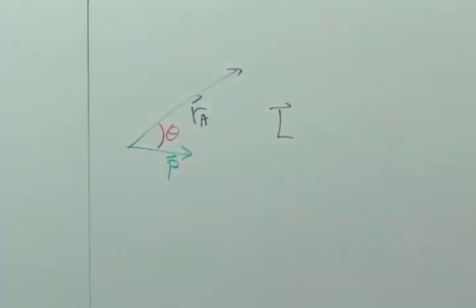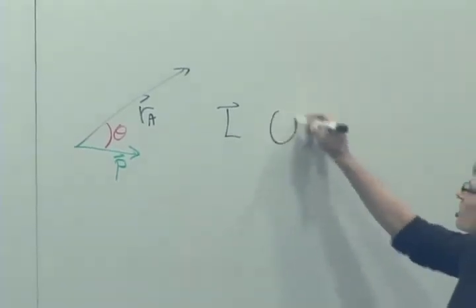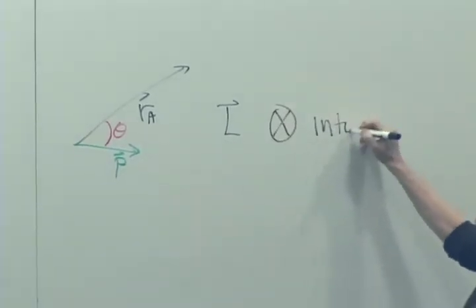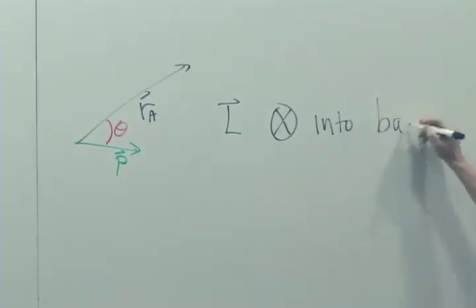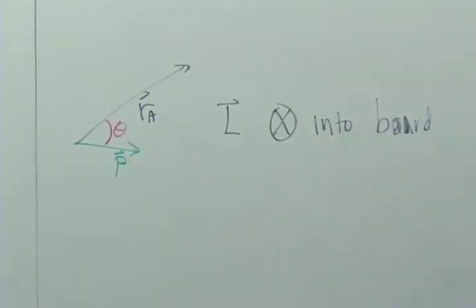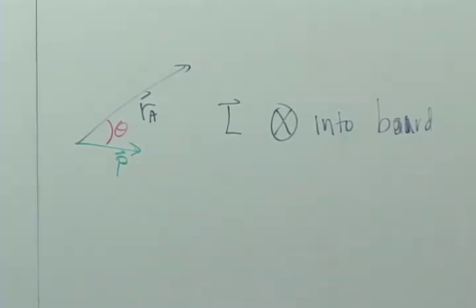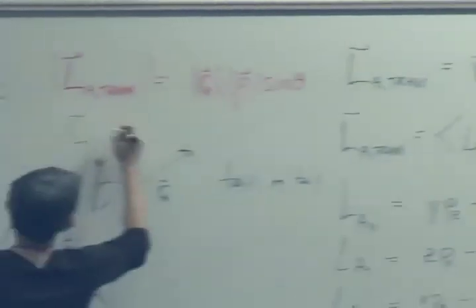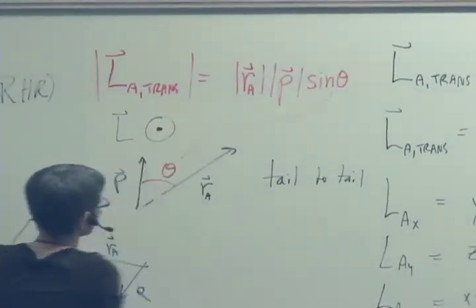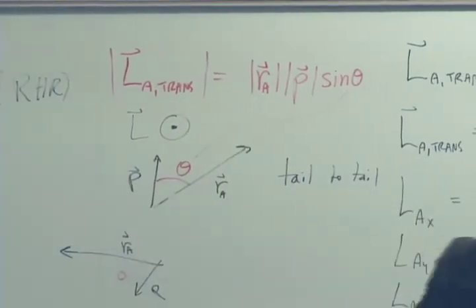And there are two symbols for into and out of the page that are helpful. This is into the board, or the page. Think of it as an arrow whose tail feathers are arrow disappearing into the board, you're seeing the tail feathers. Whereas in this case, L is out of the board, and that's the tip of the arrow coming at you. So you need to remember those symbols.